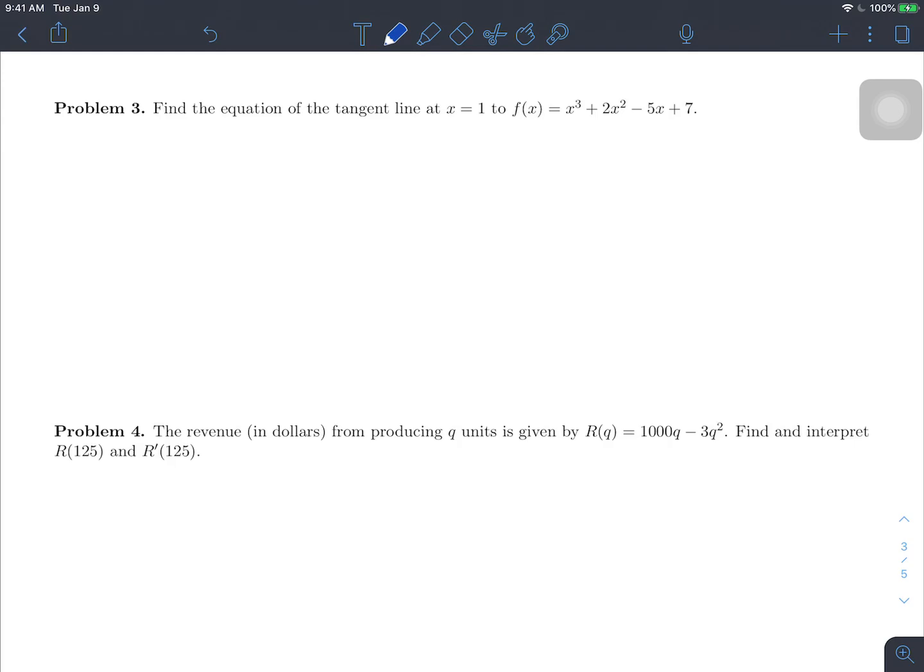All right, we're supposed to find the equation of the tangent line at x equals 1 to the function f of x equals x cubed plus 2x squared minus 5x plus 7. Okay, so we have a polynomial function here, which consists of sums of non-negative integer powers of x. And we're supposed to find the tangent line at x equals 1.